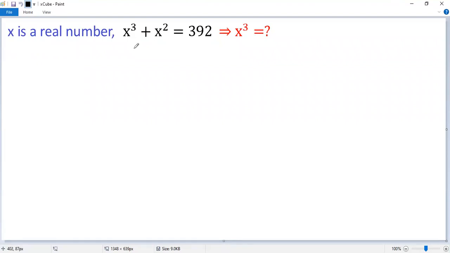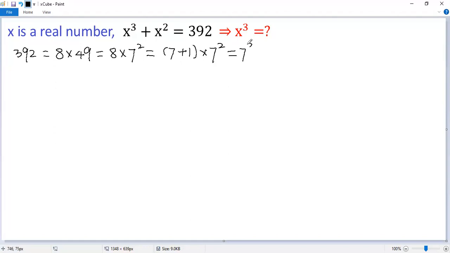To solve the problem, let's solve the given equation first. To do that, let's look at the right side. 392 equals 8 times 49. So we get 8 times 49 is 7 squared. But 8 can be written as 7 plus 1, times 7 squared. So we get 7 cubed plus 7 squared.